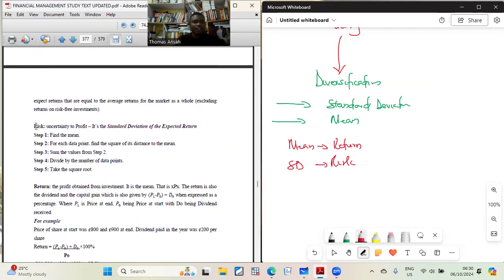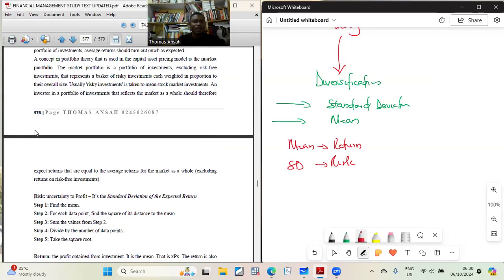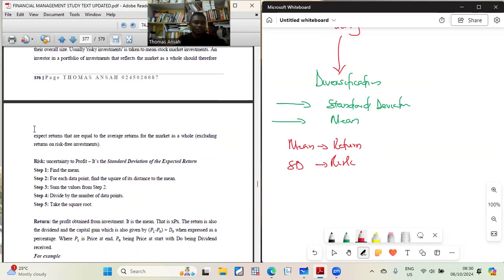And the fact that it talks about risk and return. The risk, like I said, is the uncertainty surrounding your return, which is the standard deviation. Then it talks about the return itself, which is the mean. Now, how do we calculate mean? And how do we calculate standard deviation?